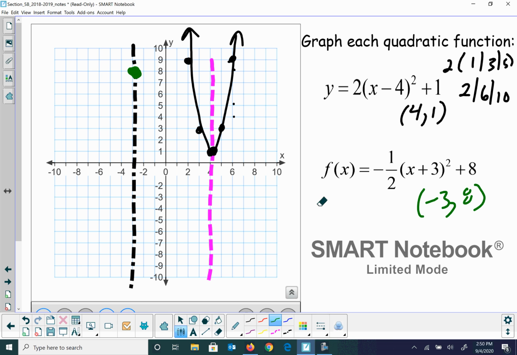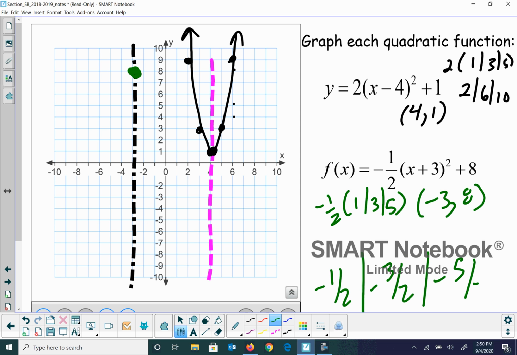And so my pattern graph is going to be negative 1/2 times 1, 3, 5. So I'm going to get negative half, negative 3 halves, negative 5 halves. So what I'm going to do is go right 1, down half, left 1, down half, right 1, down 1.5. So there's half, there's 1.5, left 1, and 1.5. And you could go right 1, down 2.5, or 5 halves. That's our parabola. Kind of worked out nicely.